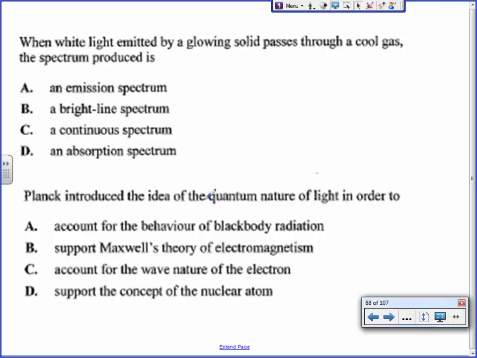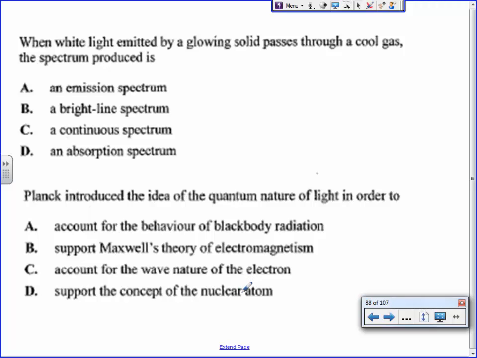Planck introduced the idea of quantum nature of light. Why? To account for the behavior of blackbody radiation, to support Maxwell's theory of electromagnetism, to account for wave natures of the electrons, or to support the concept of a nuclear atom. Why did Planck introduce the idea of quantum? All of these things we've talked about, none of them are necessarily wrong, but what problem was Planck trying to solve?